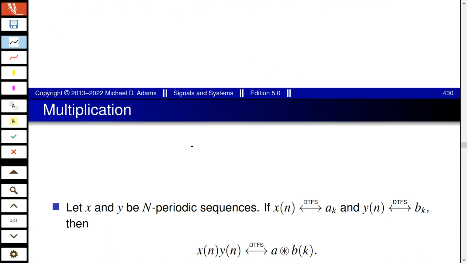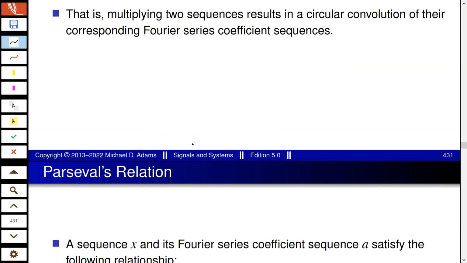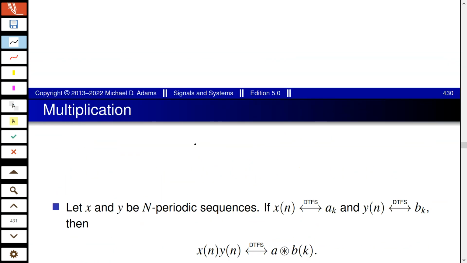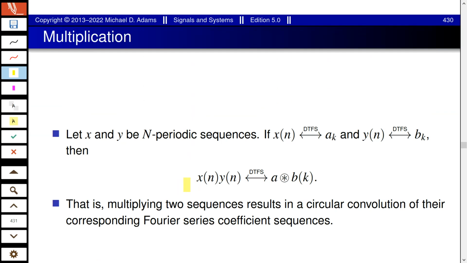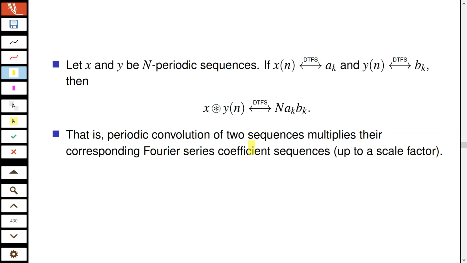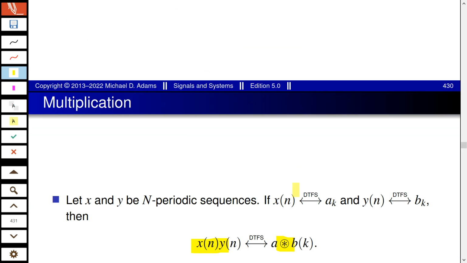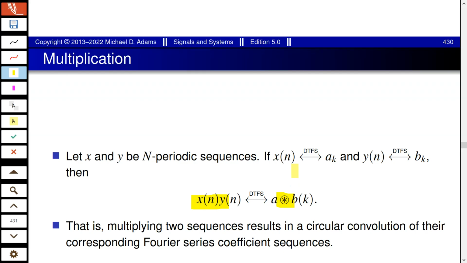Periodic convolution, multiplication. The reason you have multiplication turning into periodic convolution and periodic convolution turning into multiplication is also because of duality. You bring the multiplication to the left side, so the convolution has to appear on the right side.